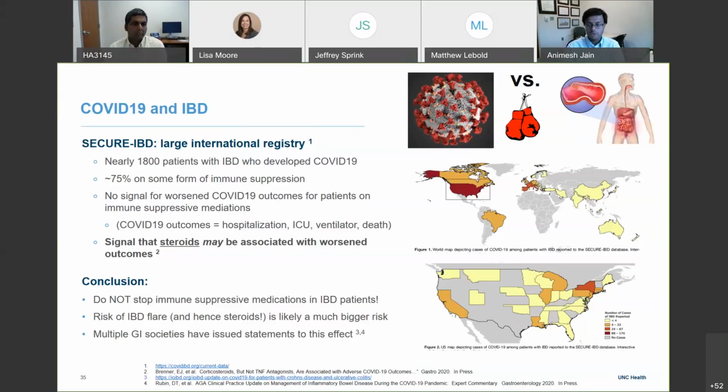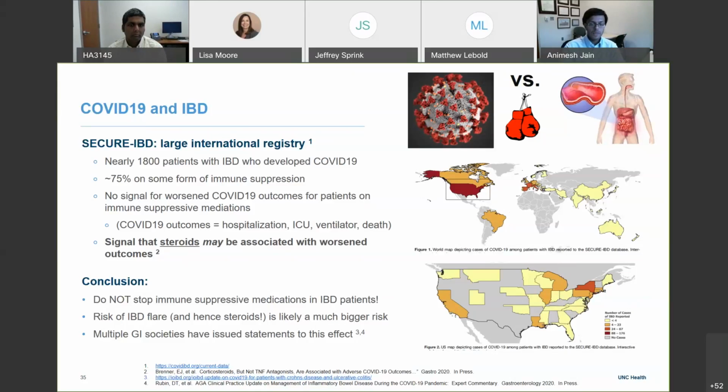The one signal for problems was steroid use, and it appeared that patients who were on steroids, including prednisone, did appear to have worsened outcomes with their coronavirus and had higher rates of ICU stay, hospitalization, and death. So steroid use appears to be the clear signal, and all of the other biologics and other medications appear to be safe based on what we know so far.